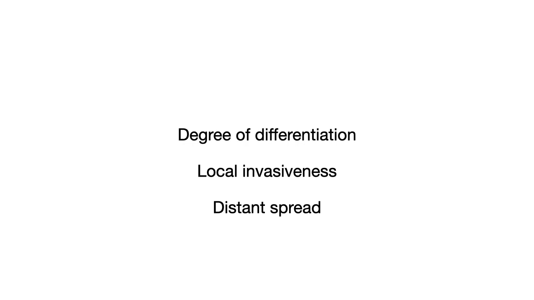For degree of differentiation, typically, the more poorly differentiated the tumor is, the more malignant it is. Conversely, the more well differentiated the tumor is, or the more closely it resembles the original tissue, the better the prognosis. An important exception to this rule are what are known as the translocation sarcomas.